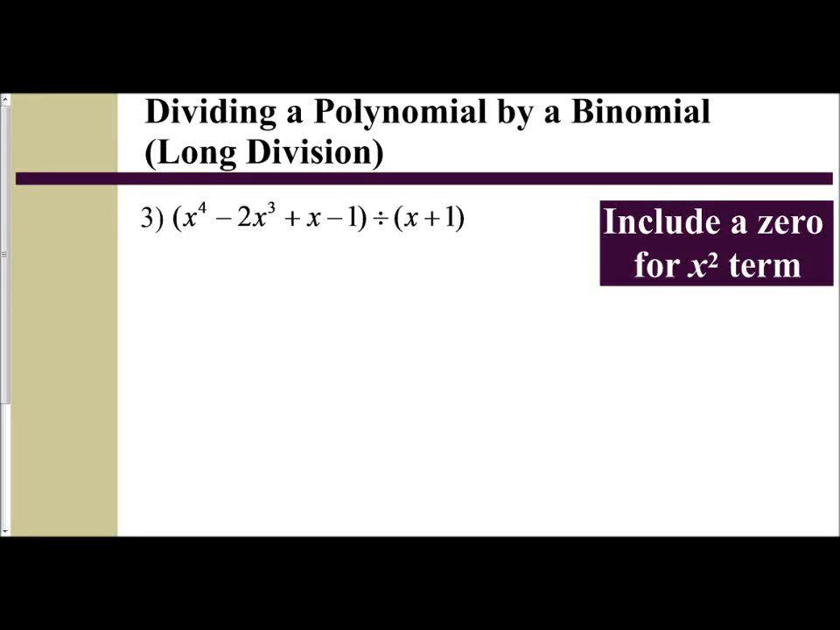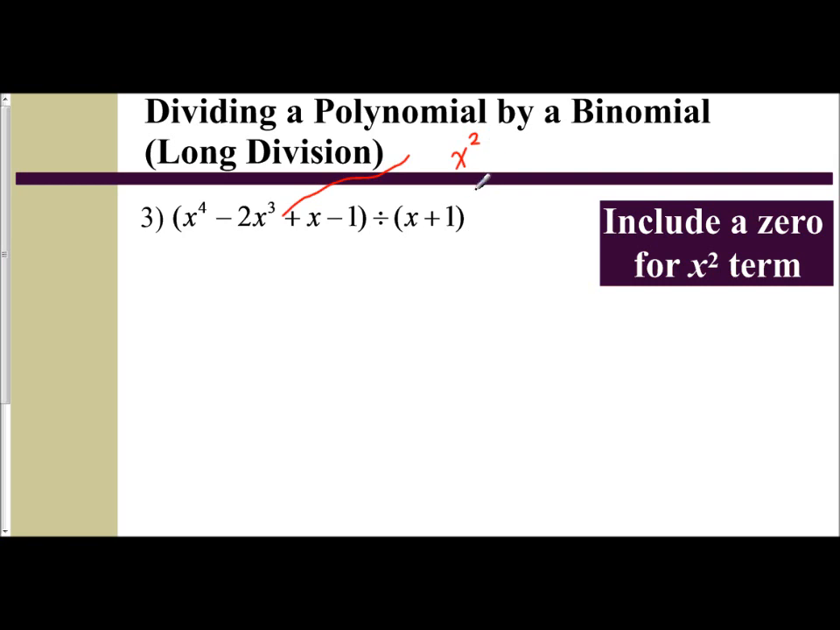In these next two examples, we're going to look at what happens if you're missing a term in the polynomial that you are divided by. So if we look at this example, x to the fourth minus 2x cubed plus x minus 1. We notice here that we are missing our x squared term.